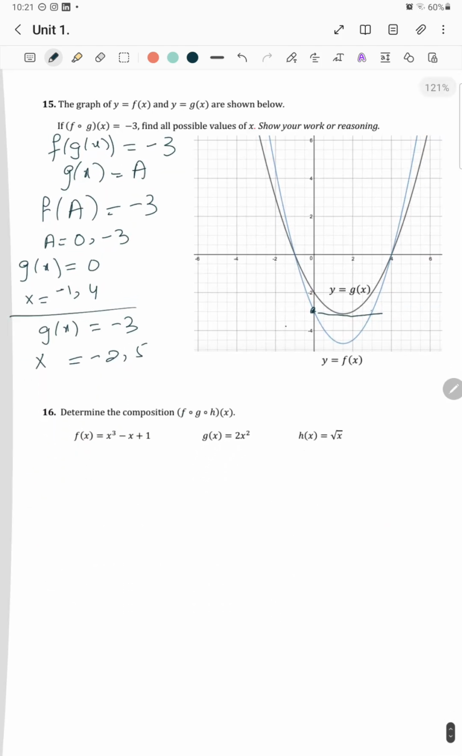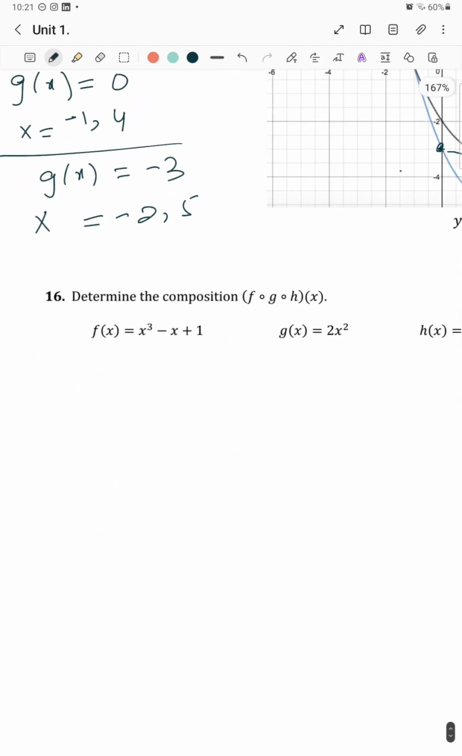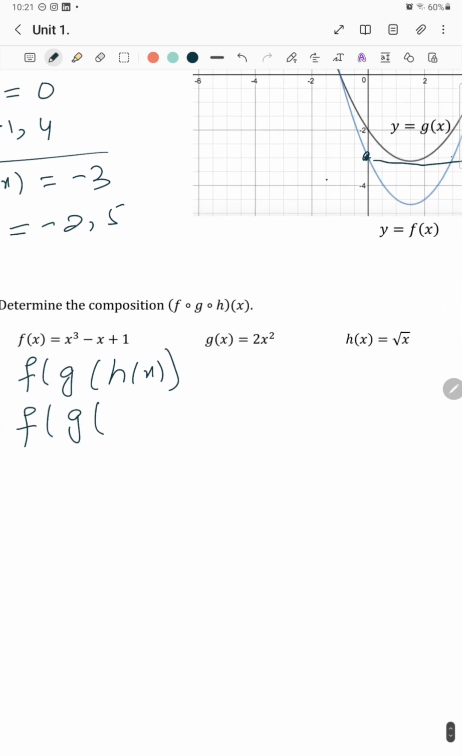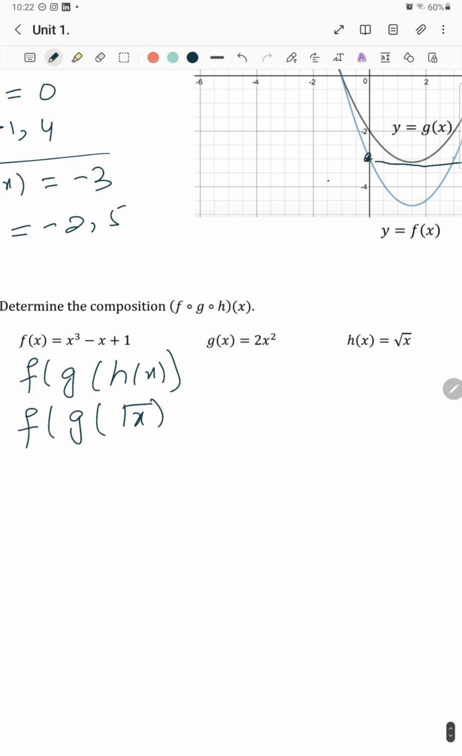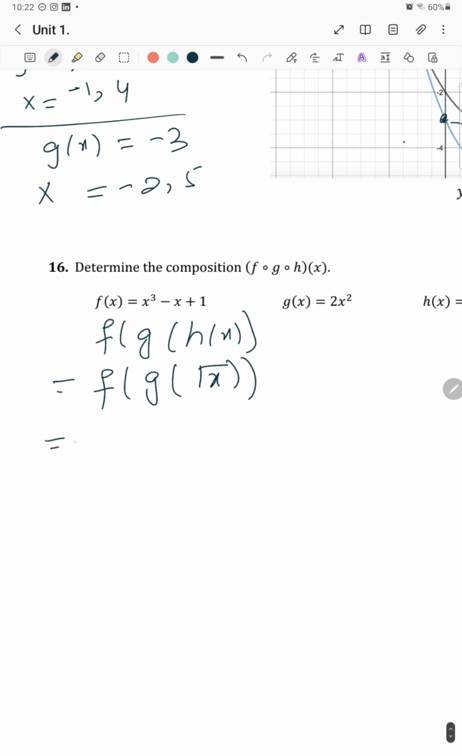Determine the composition f of g of h of x. G of x. New x is this 2.